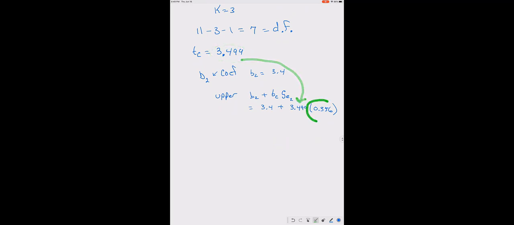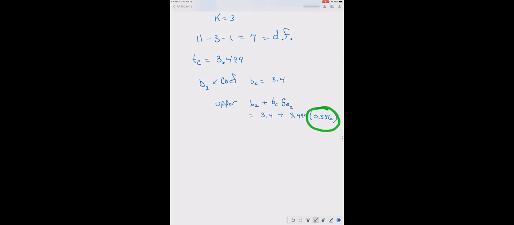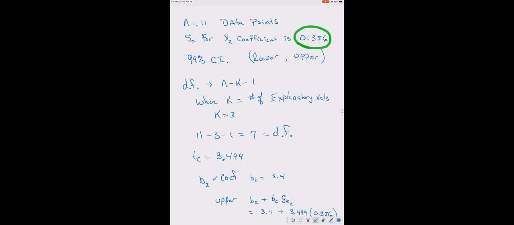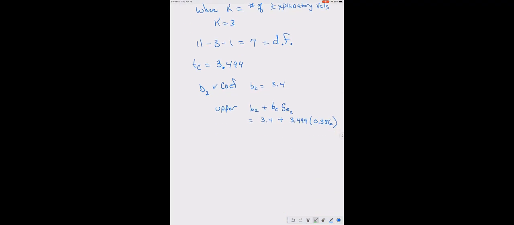And where did this 0.356 come from? Well, the problem told us that the standard error for that coefficient was 0.356. So that's my upper value. And so when I type that in my calculator, I got 4.65 to 2 decimal places.